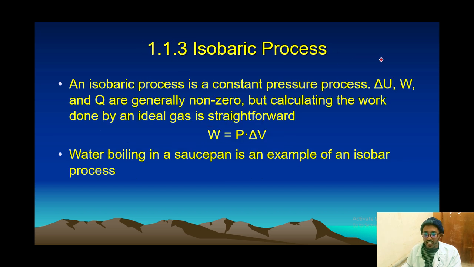And the third one is the isobaric process. An isobaric process is a constant pressure process. We have internal energy, work done by the system, and heat added to the system, which are in general non-zero. Calculating the work done by an ideal gas is straightforward. In isobaric, we have constant pressure, so if we need to calculate work done, work is equal to P times change in V. This is simple for the isobaric process.